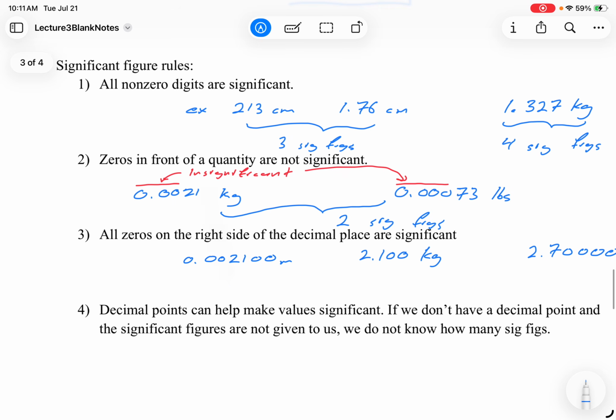So if your scale said 0.002101, you do care about this, right? What if it said this? You care about that. That is why they're significant, because you actually care about them. I know it says meters, but just pretend you're weighing it on a scale and it's grams. Yes, we do care about what this last digit says. So that is why it's significant.